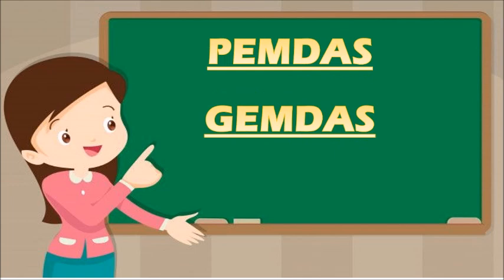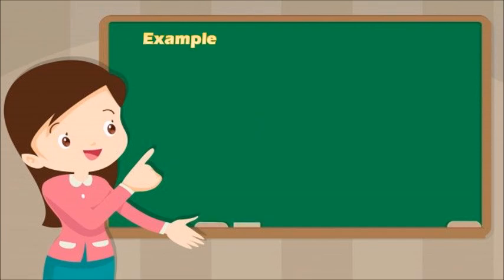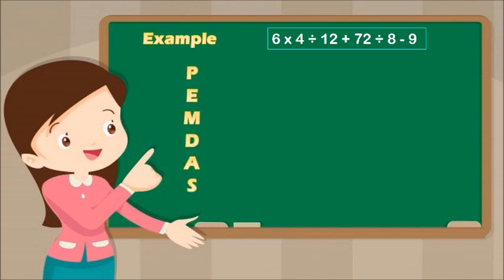Okay, so let's do an example on PEMDAS and GEMDAS. Example, so we have 6 times 4 divided by 12 plus 72 divided by 8 minus 9. So what do we use? PEMDAS or GEMDAS? PEMDAS. Okay. So first let's check for the parentheses. There's no parentheses. Let's move on. Next is exponent. There's no exponent. So we move on.